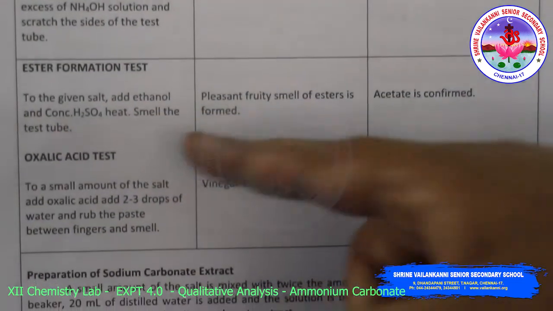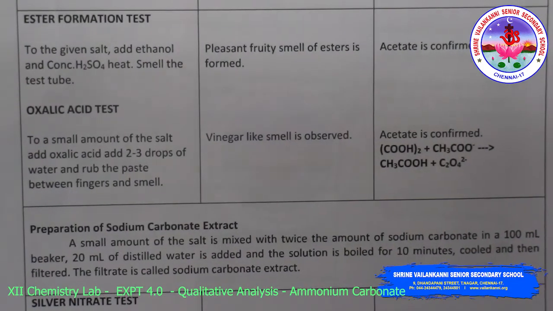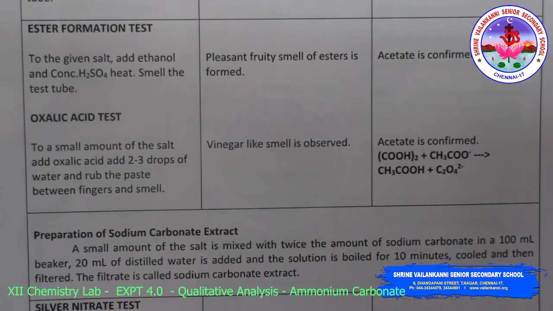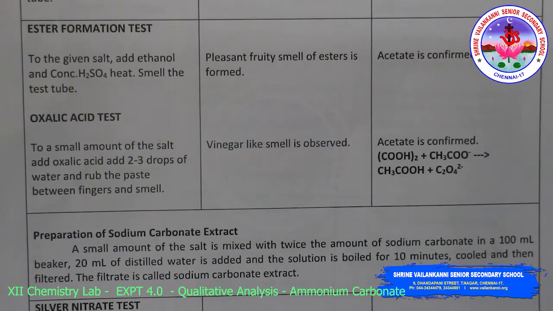Then the ester formation test. This is the test for acetate. To the given salt, add ethanol and sulfuric acid, heat, then smell the test tube. You have to smell the test tube very carefully. Already I said how to smell the test tube, so I think you will remember that. Smelling must be very careful. If a pleasant fruity smell of ester appears, observe that this is acetate.